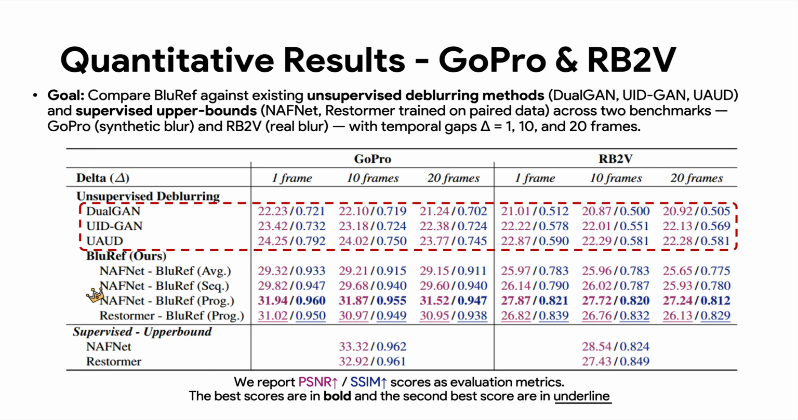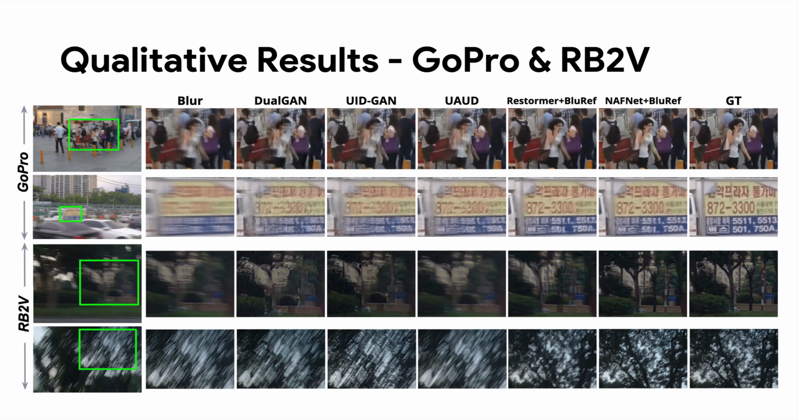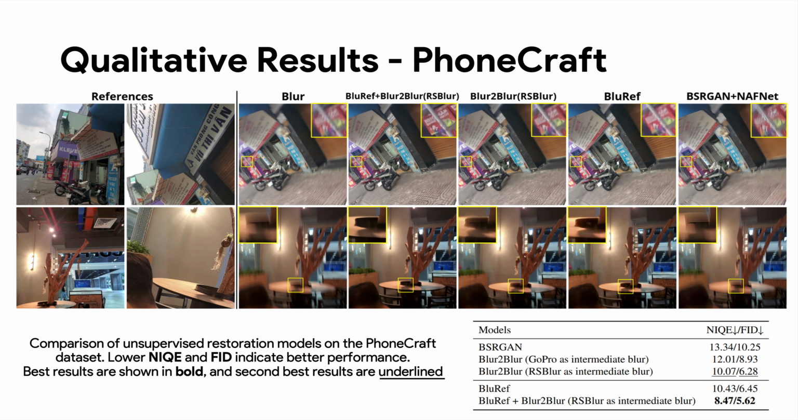Also notice, when delta increases from 1 to 20 frames, meaning references are much further from the blurry input, performance drops only marginally. This shows BluRef is robust to temporal misalignment. For the qualitative results, looking left to right, the blur input, then dual-GAN, UID-GAN, UA-UD, all still heavily blurred. Our results with Restormer and NAFnet backbones recover much cleaner details, closely matching the ground truth on the right.